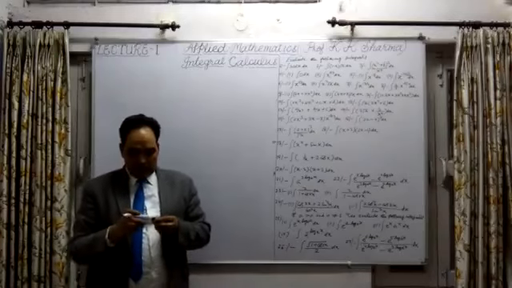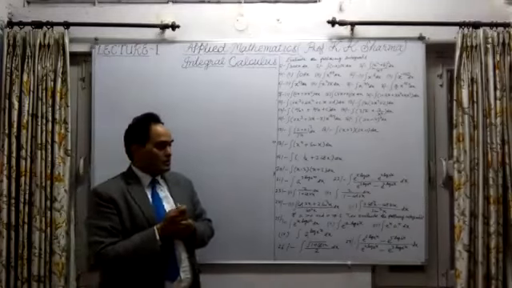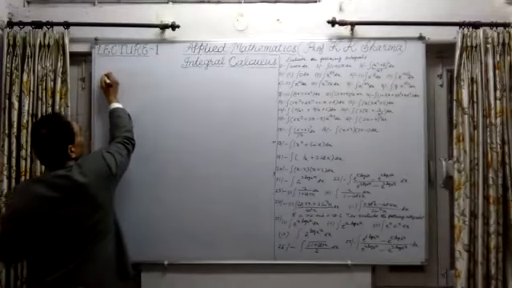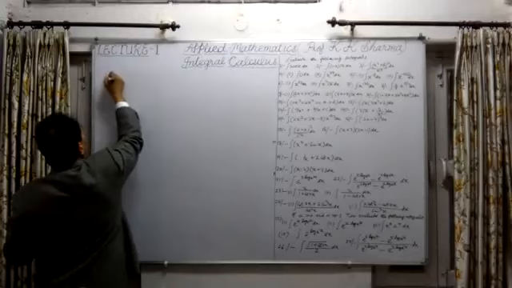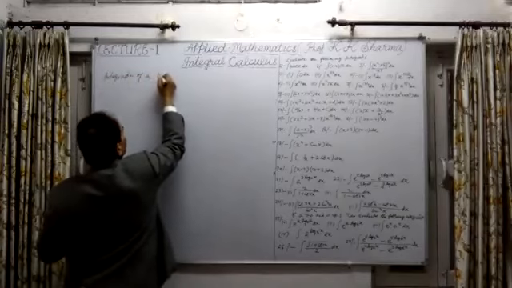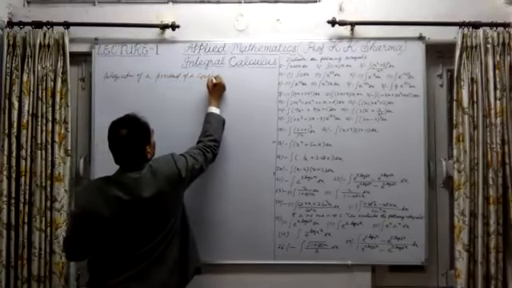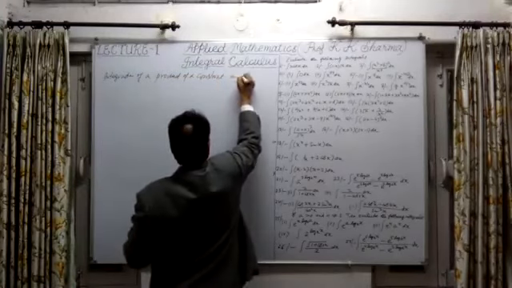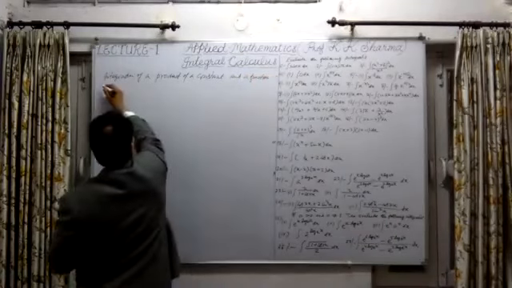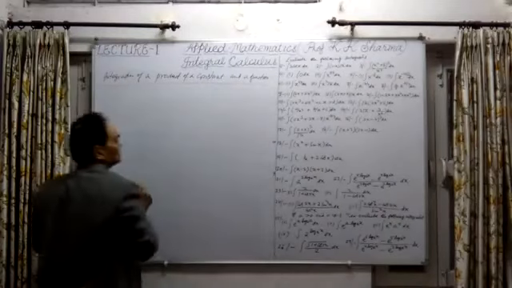Now the next thing is how to find the integration of the product of a constant and a function. Let me take the fourth one: integration of a product of a constant and a function. Let me discuss this.